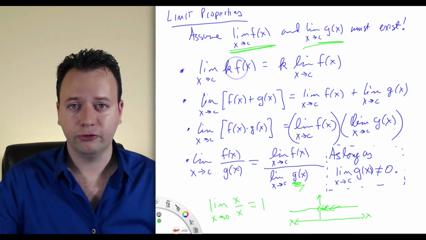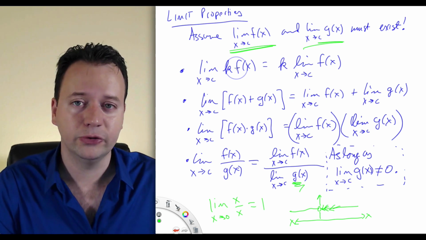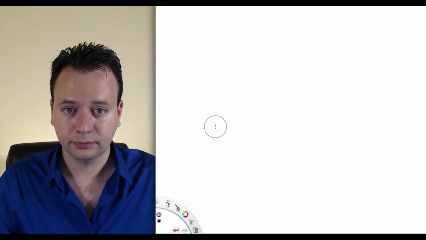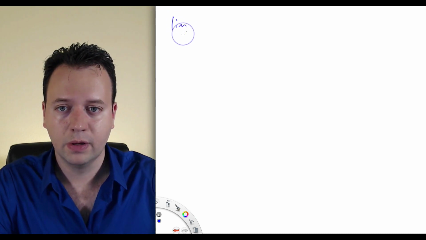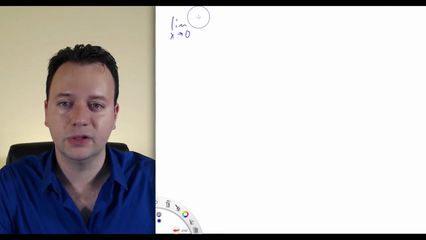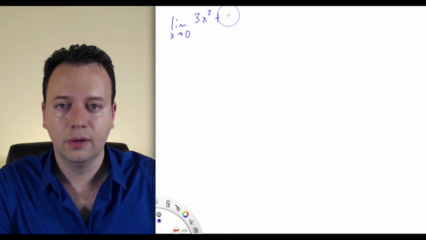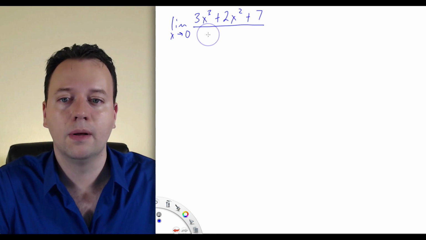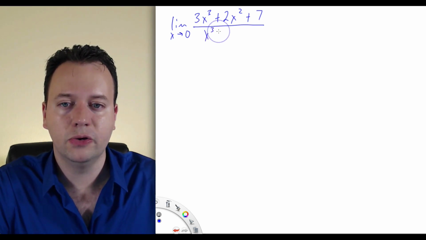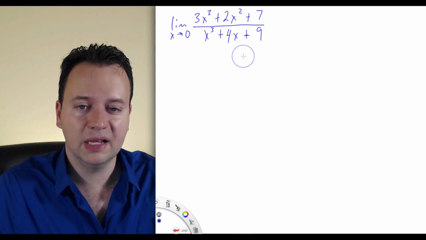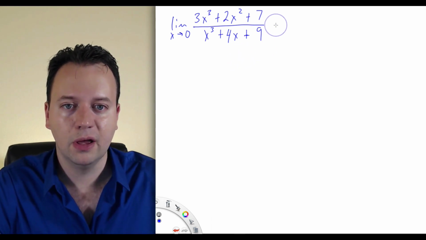So these properties are also true if you look at limits as x goes to infinity or as x goes to minus infinity. To look at an example, say the limit as x goes to 0 of (3x cubed plus 2x squared plus 7) over (x cubed plus 4x plus 9). So basically these limit laws are oftentimes used as justification to break up things like this.